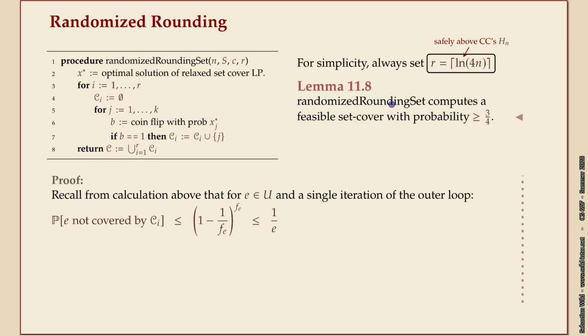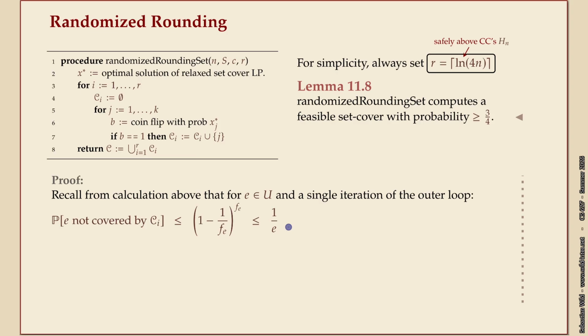And if you do that, then this algorithm produces a feasible set cover. That's indeed a set cover and deserves this name with probability at least 3/4. And we've done most of the work for the proof. The probability that a certain element is not covered was bounded by this 1/e. We've argued about the counter probability previously, but it's more convenient to write it like this, because this is the probability that a single element in the universe is not covered.